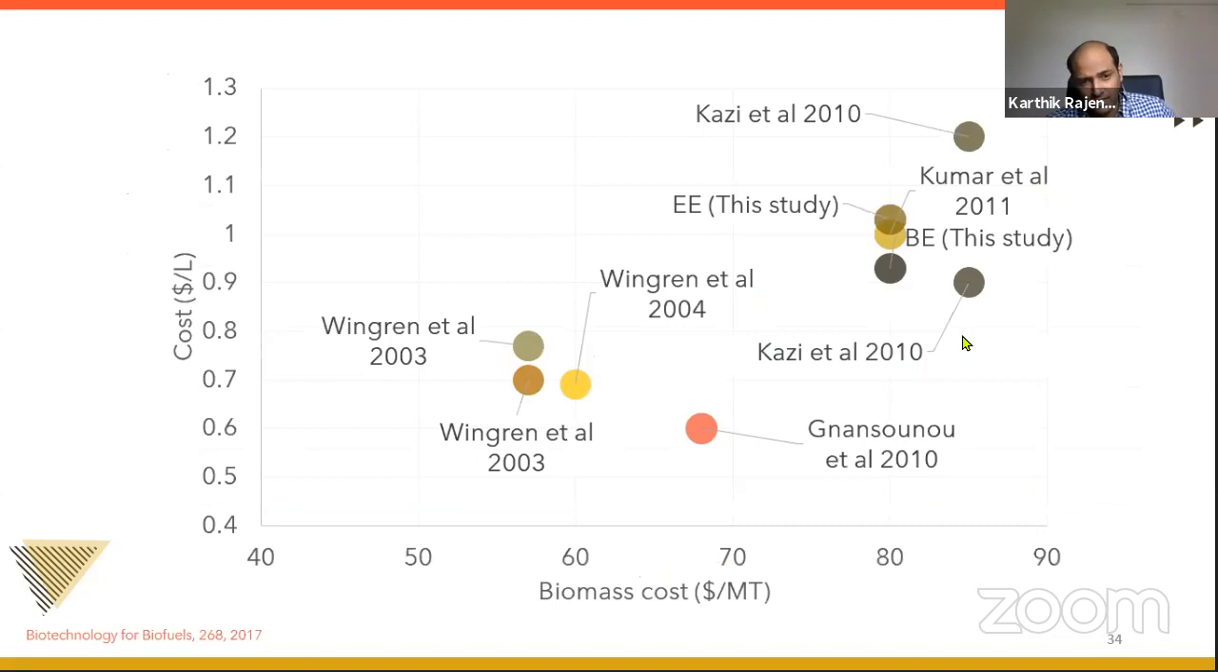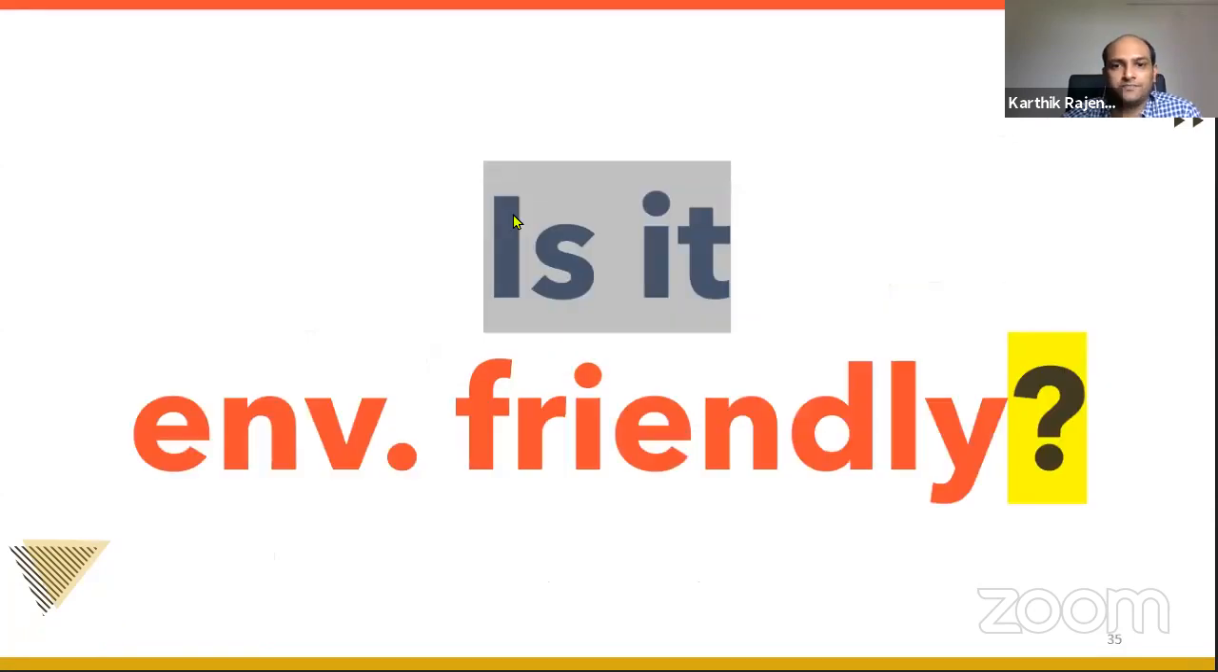dodecane. If we compare the cost of biomass procurement versus the production cost of ethanol, historically you can see that the cost of biomass is increasing over time, and because of that, the production cost of the process is increasing, right? Approximately, we reported about $1 to $1.1 per liter as the production cost. Now the question is whether this particular process is environmentally friendly, right?